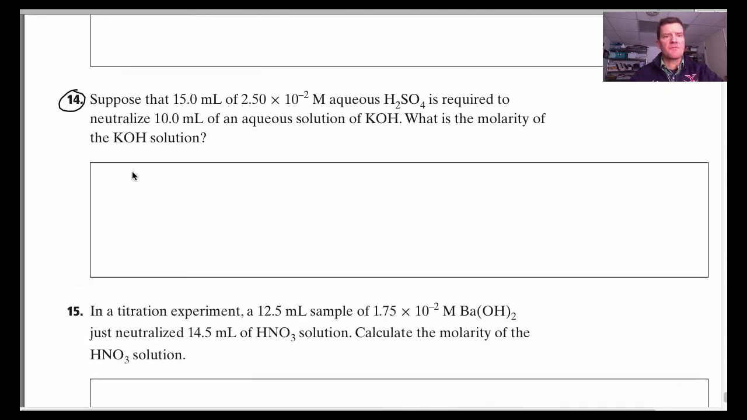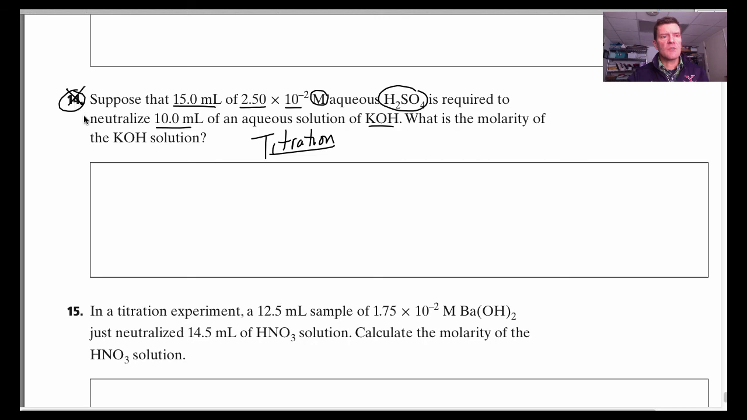See if we can do this one. It says, suppose 15 milliliters of 2.50 times 10 to the negative 2 molar, that's concentration, aqueous H2SO4 is required to neutralize that solution of KOH. Again, this is a titration. Titration is when we combine acids and bases and find out how much it takes of either or both of them in order to try to neutralize the other one or have a certain pH level.